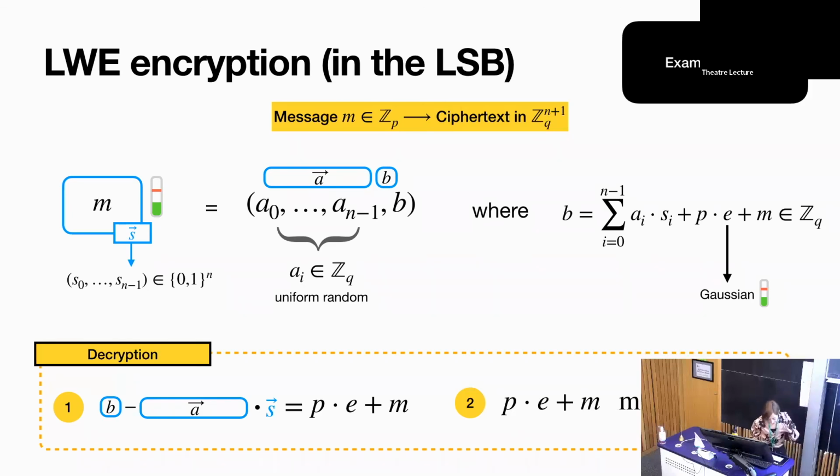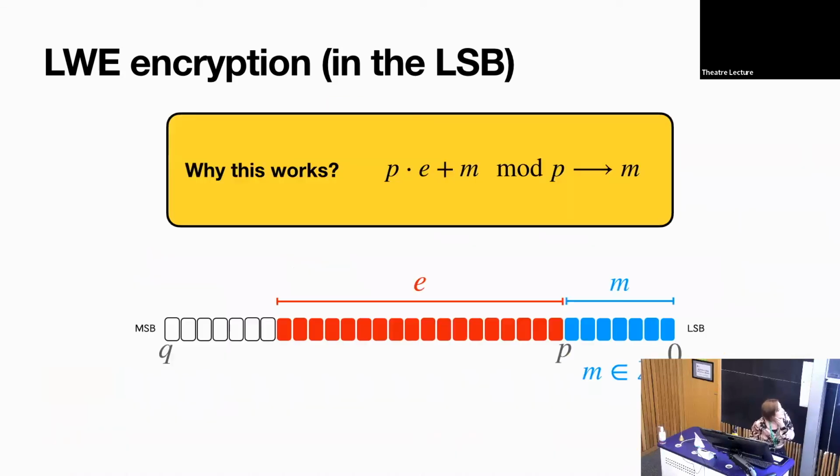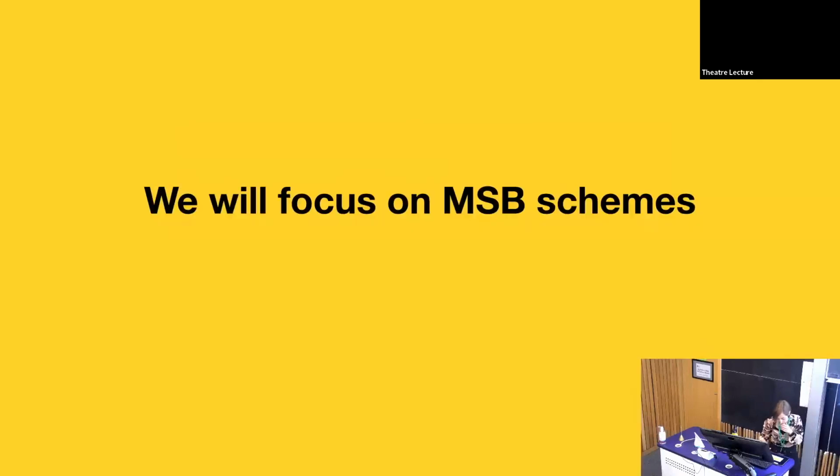So again, this is more the approach used in BGV. And visually, you can see it this way. The message is in the least significant bits. The error is in the most significant bits. It grows this way. And if it reaches this part, the reduction modulo Q will make it go on the other side and compromise the message. So always keep it limited.